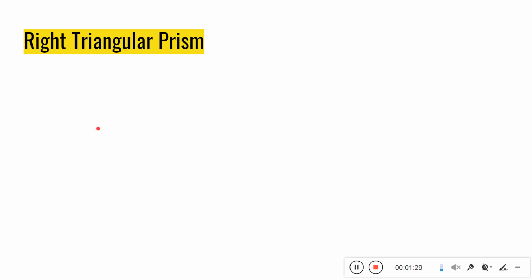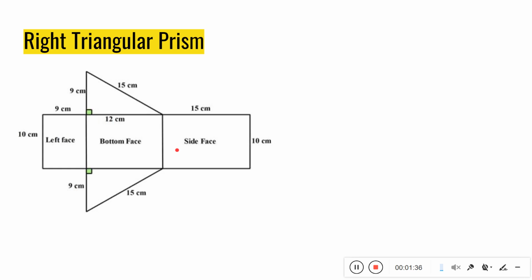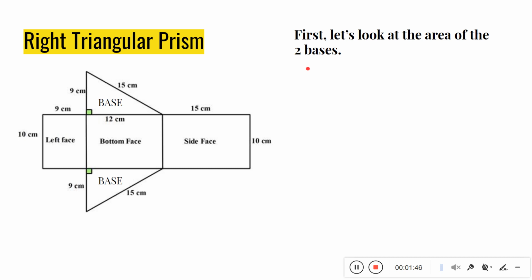Now, do we know how to find the area of a triangle? Yes. Do we know how to find the area of a rectangle? We sure do. So let's take a look at this net. Here it is opened up in a net. Remember, this is your base and this is your base. So we're going to first look at the area of these 2 bases. I kind of took this triangle and pulled it out over here.